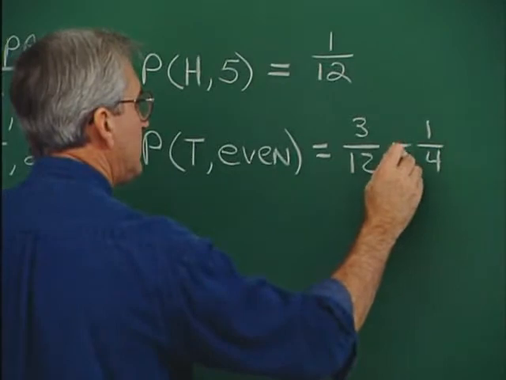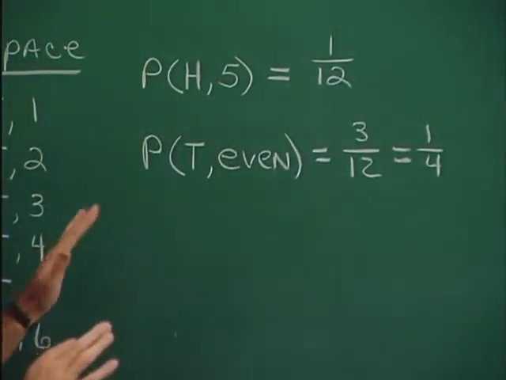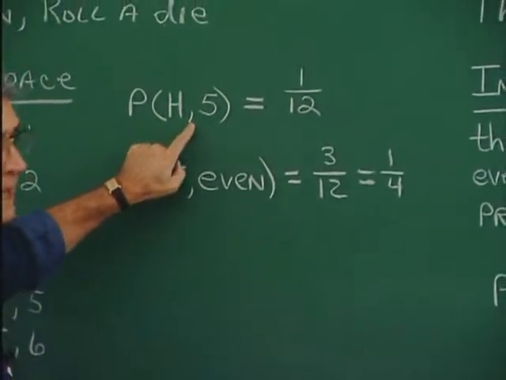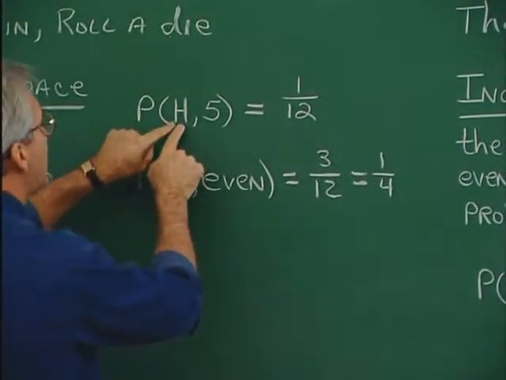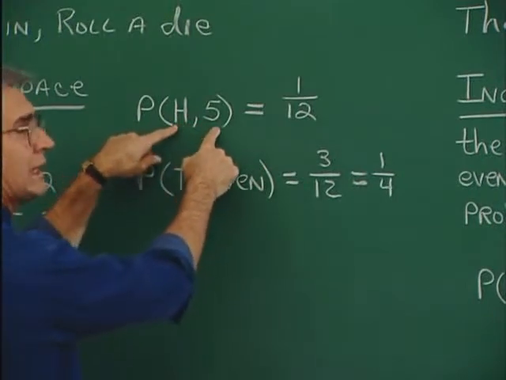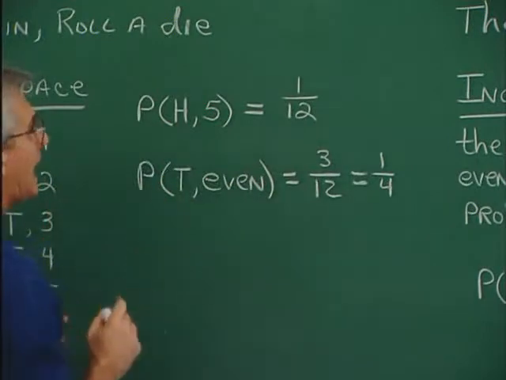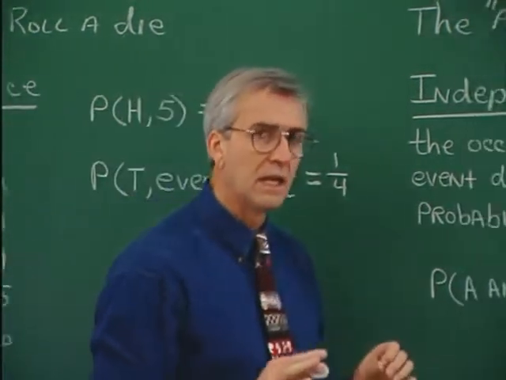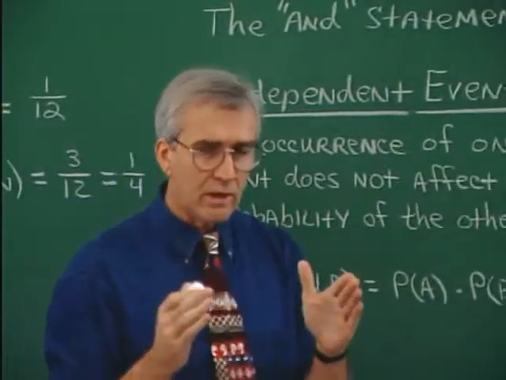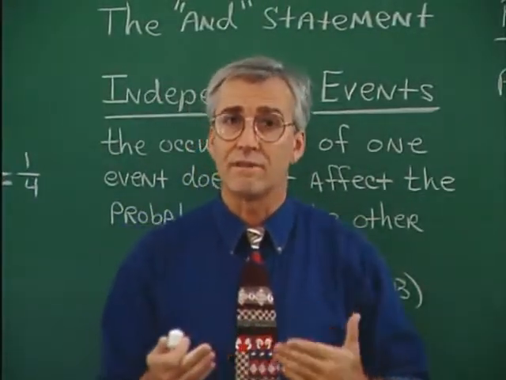Now, there's another way to proceed with this kind of situation. We could be using the word "and" here where the comma is. The probability of flipping a head and rolling a 5 on the die is the way we could read this. And the "and" statement is a rather special situation in probability, and it is associated with a certain kind of event, or certain kinds of events.